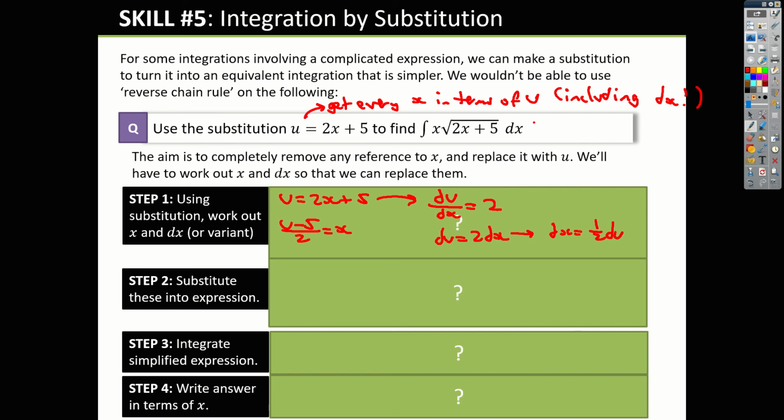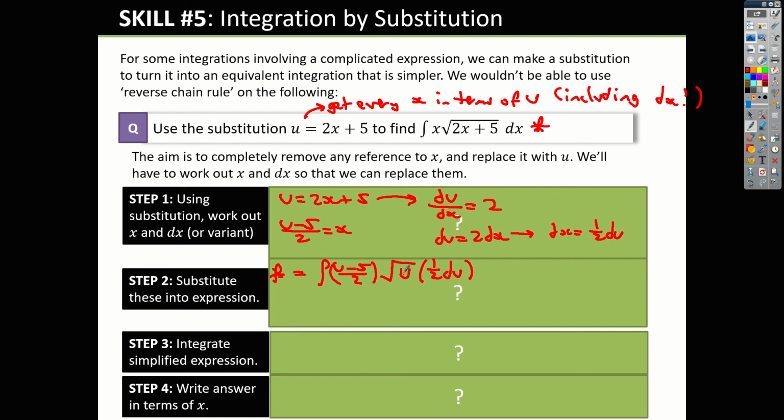So I'm going to rewrite this. Now we're integrating x, which is, according to this, (u minus 5) over 2. Then the square root of 2x plus 5, but we said that 2x plus 5 was going to be u. And then dx, which is going to turn into a half du because of what we did over there. So these 3 bits correspond to the 3 bits that we've got at the top, just using all of our rearranging in here.